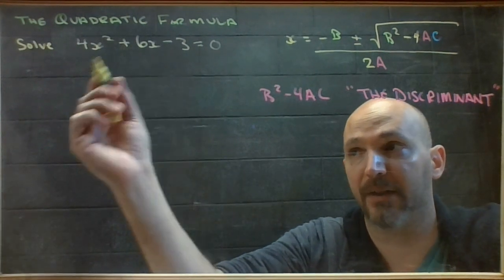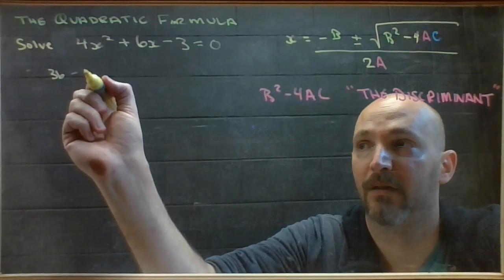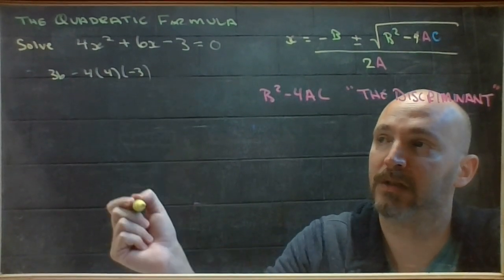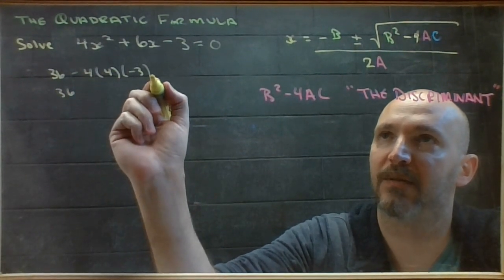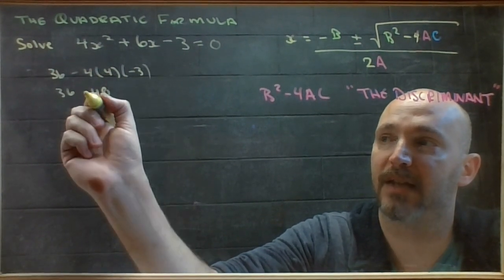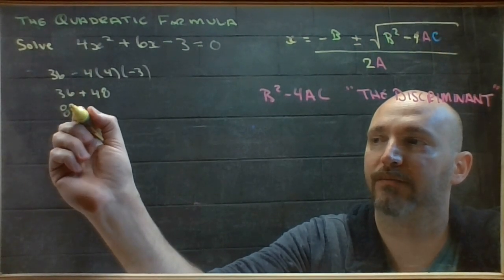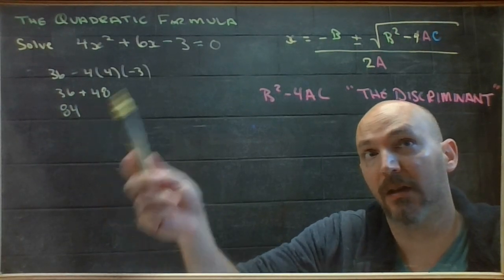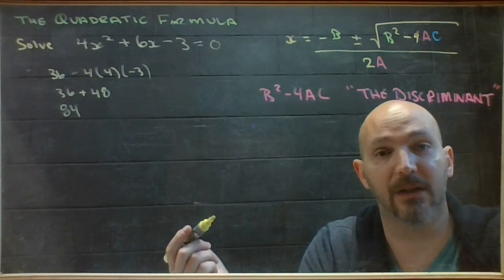So look at your b value and square it. That's this part. 4 times your a value times your c value would give me 36. 4 times 4 is 16. 16 times 3 is 48. And a negative times a positive times a negative is a positive answer. That gives me 84. Now that's a positive number. That means the radical will have an answer. So I should feel free to continue.